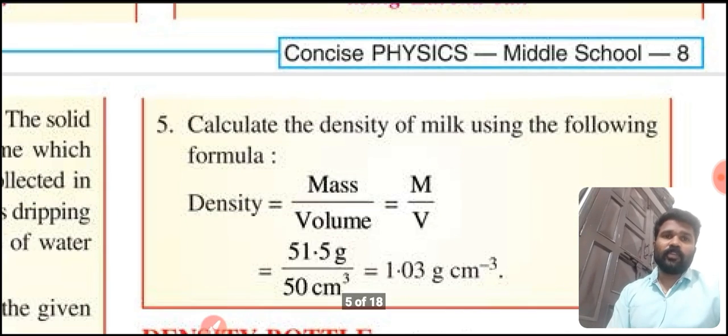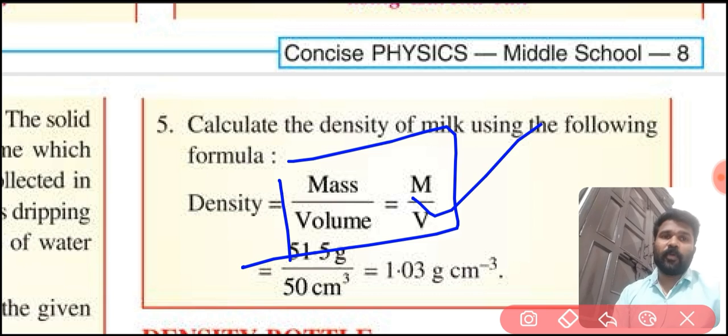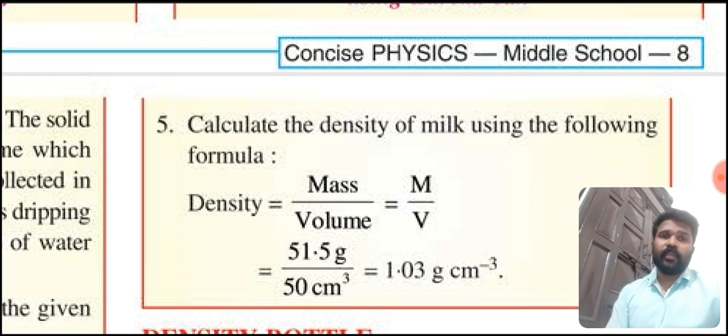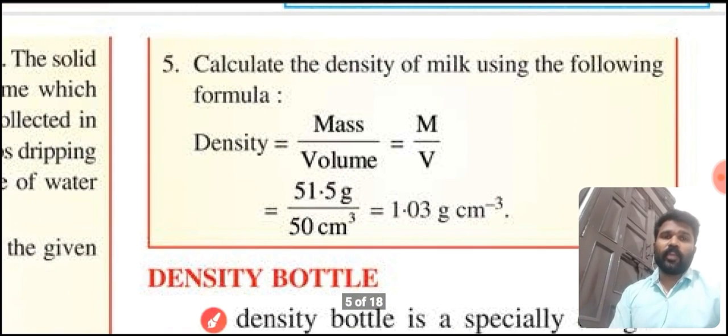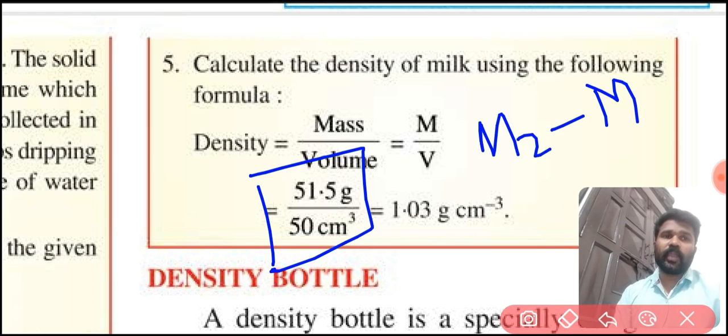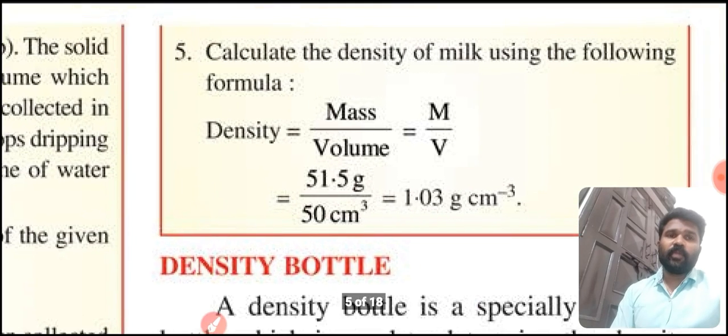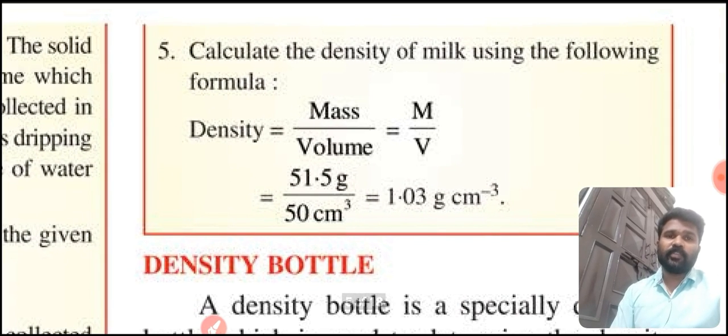And now what to do? Calculate the density of milk by using the formula mass upon volume, that is m upon V. Okay, here we know the value m is equal to 51.5 by using the formula m2 minus m1. Students, 50 centimeter cube is the volume. Final answer is 1.03 gram per centimeter cube.